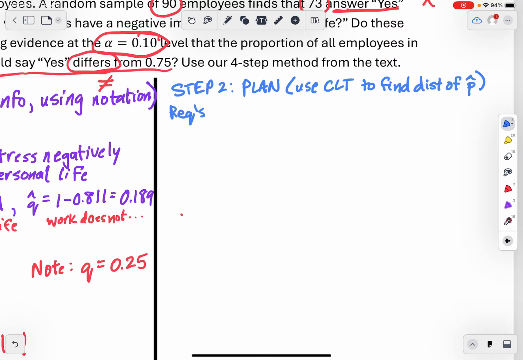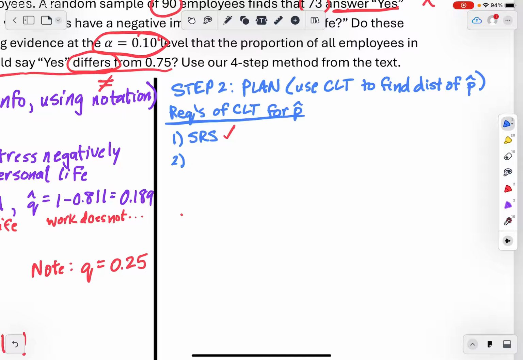And so we start with our requirements of the central limit theorem for p-hat. Again, these requirements are found back in Module 11. The first one is simple random sample, and they said they randomly selected employees, and there wasn't any evidence that it wasn't a simple random sample, so we're going to go with it.